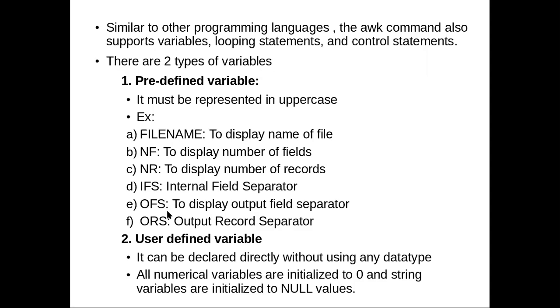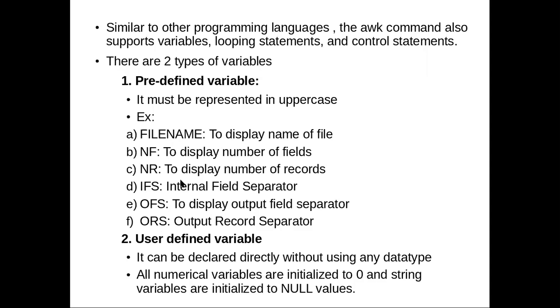Output field separator means what? When you are outputting the data, the symbol you are using to separate the fields is called the output field separator. Then output record separator means when you are outputting the data, the symbol you are using to separate each record or each line of the file is called the output record separator.